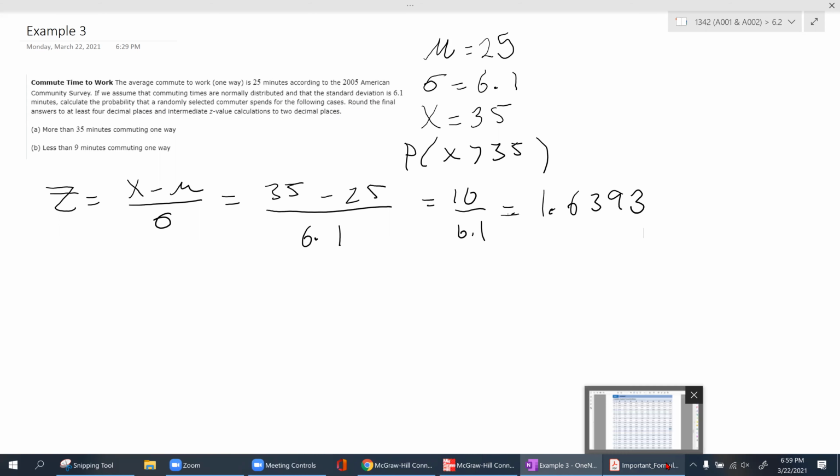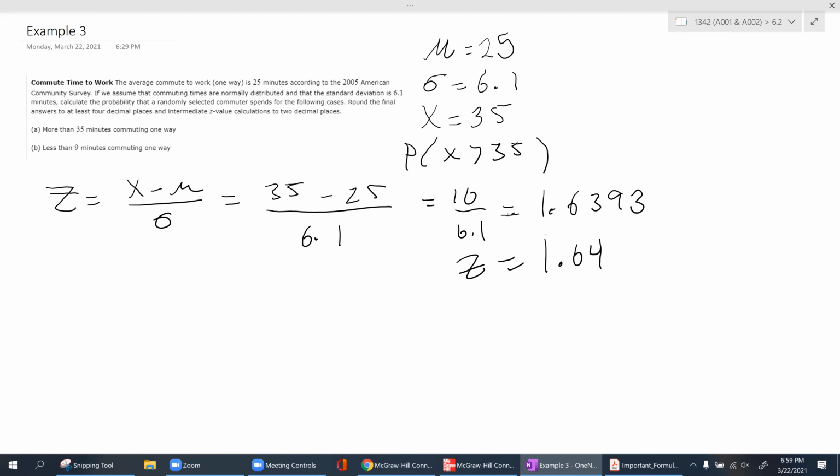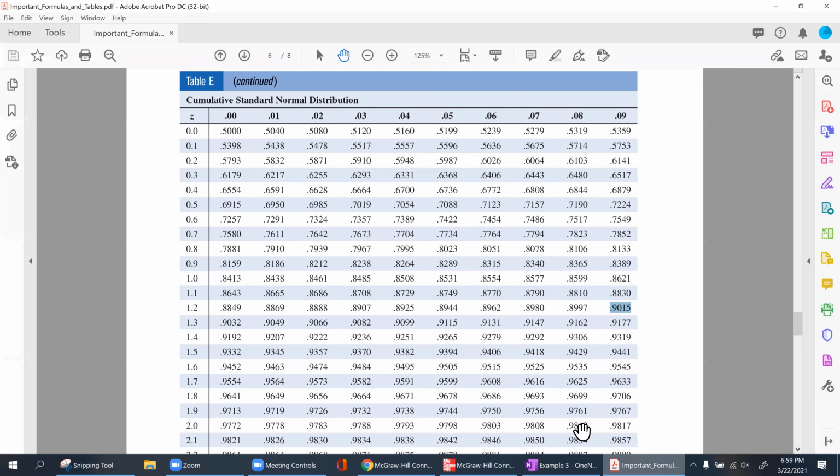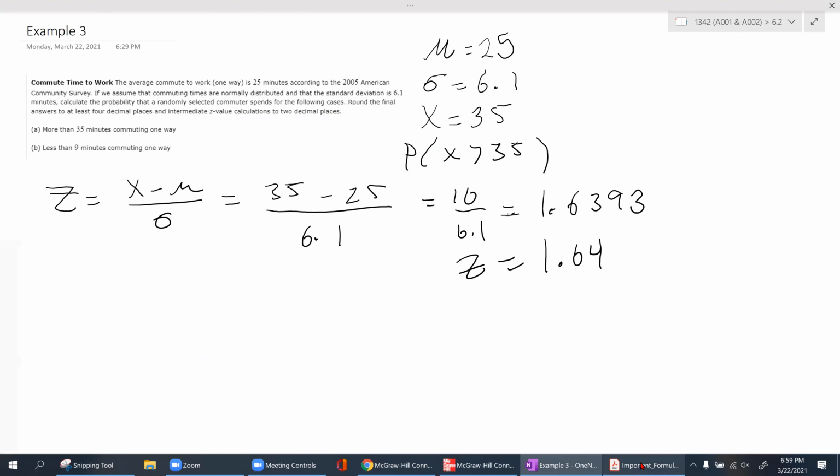Since for my z values I'm only allowed to go up to 2 decimal places, this is going to be 1.64. So that's the z value I'm looking for. Z equals 1.64. This gives me 0.9495.